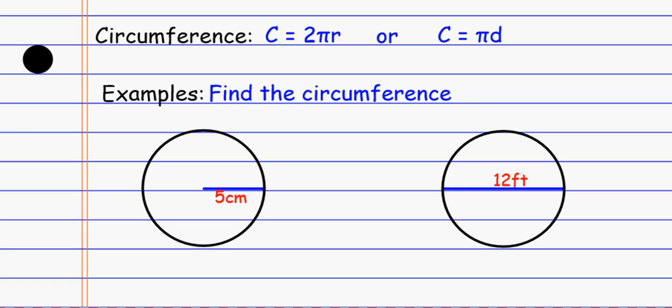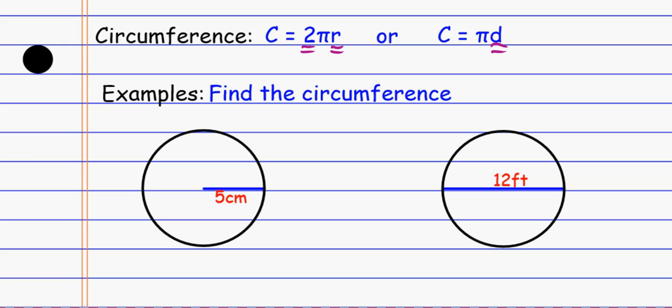And circumference, the formula is 2 pi r, so 2 times pi times the radius, or we could think of it as pi d, so pi times the diameter. Either one of these is the same thing, and the reason for that is because, right here, 2 times r, well, that is the diameter. And so that's why either of these works.